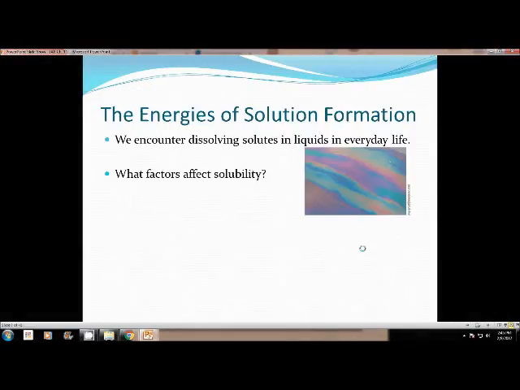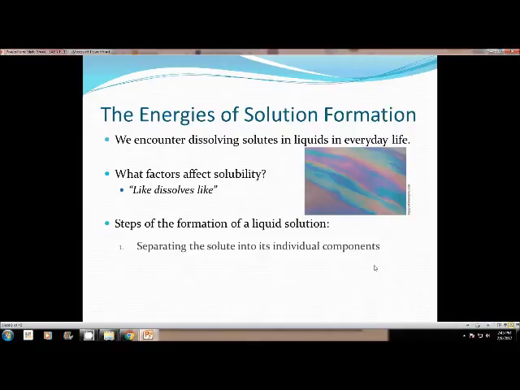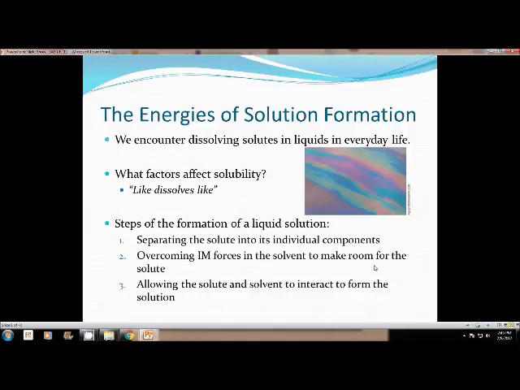Okay, so we can figure out the energies of solution formation. We encounter dissolving solutes and liquids in everyday life. What factors affect this? Well, like dissolves like is our most common thing that we need to know. That means, like when we saw in the chapter 10 simulations, the nonpolar and polar molecules didn't mix very well together. And so you need to have the same kind of intermolecular forces happening in order to dissolve.